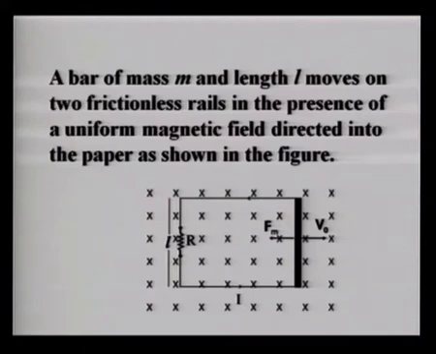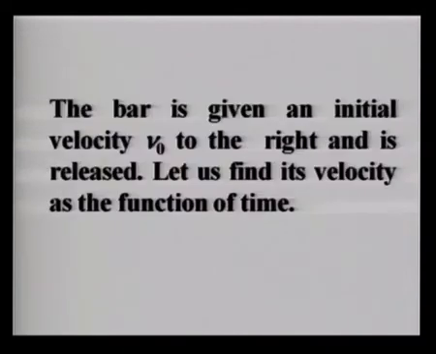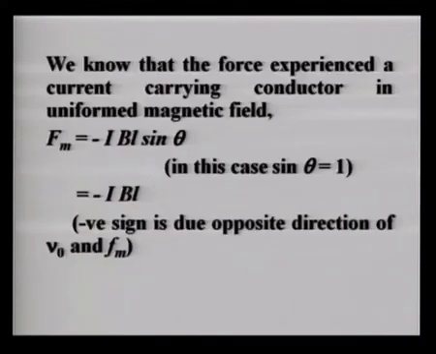A bar of mass m and length L moves on two frictionless rails in the presence of a uniform magnetic field directed into the plane of the paper as shown in the diagram. The bar is given an initial velocity v naught to the right and is released. Let us find the velocity as a function of time. We know that the force experienced by a current carrying conductor in a uniform magnetic field is IBL sin theta. In the case of sin theta equal to 1, we can write minus IBL.